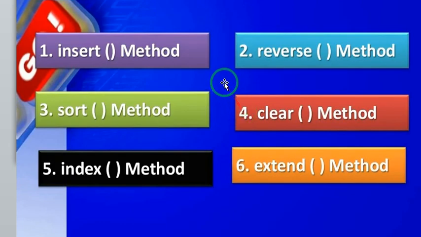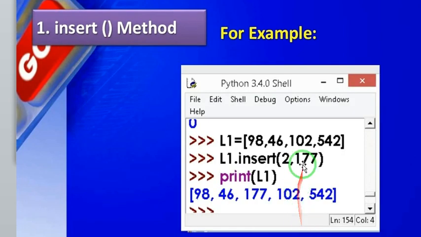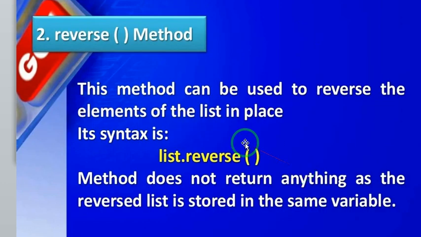A few other methods: insert, sort, index. Let's go over them in detail. Insert allows us to insert an element at a specific position, and it has two arguments, which are the index value and the item value. Let's say the index is 2, so 0 1 2. At this index 2 we want to insert the value 177. So the new list will be 0 1 2, and at index 2 we are inserting 177.